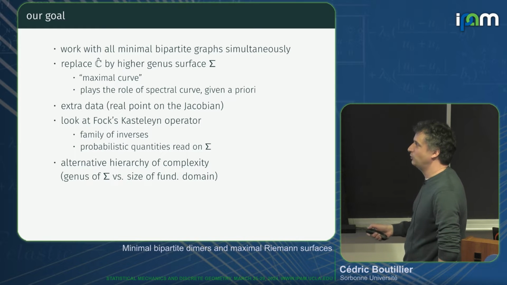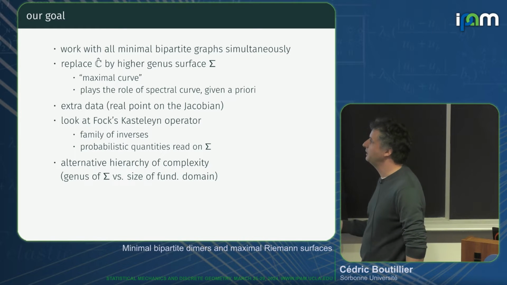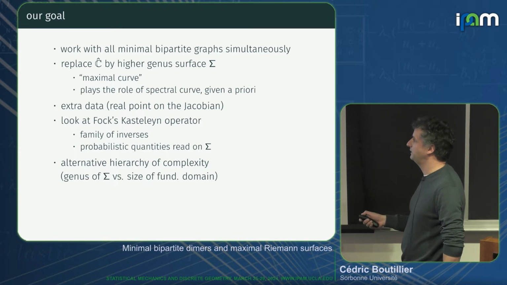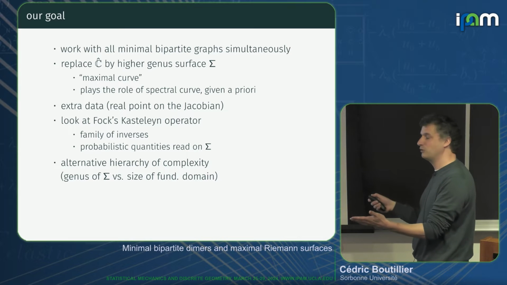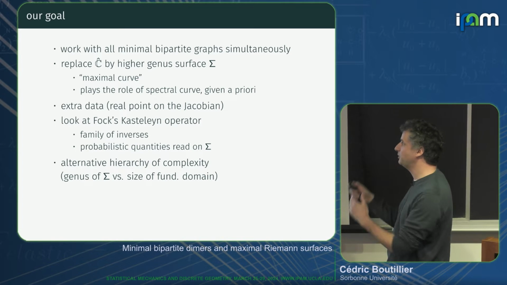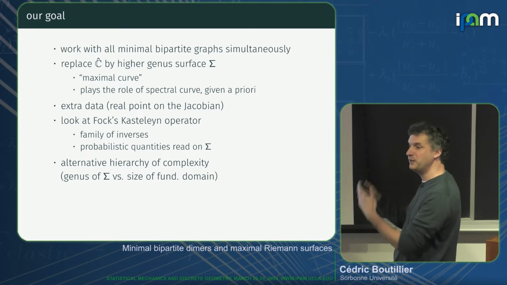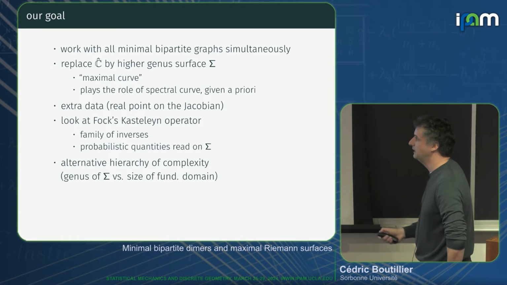So this is something we already saw in the previous talk. We want this curve to be maximal. I will say a bit more what it is. This Riemann surface will play the role of the spectral curve in the periodic case, but here we take this surface as given a priori, and it will be the same for all the graphs.